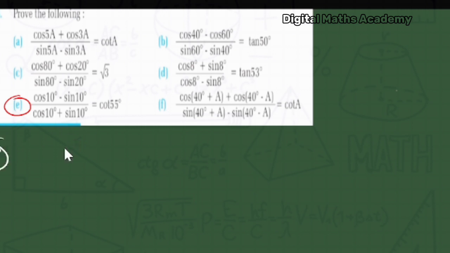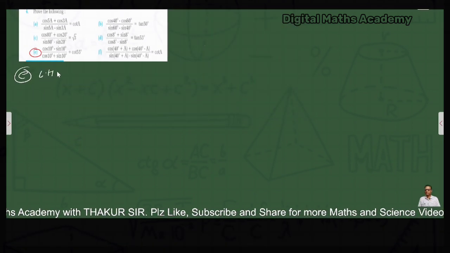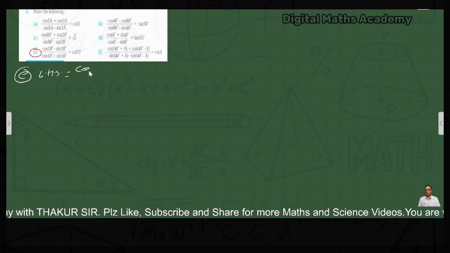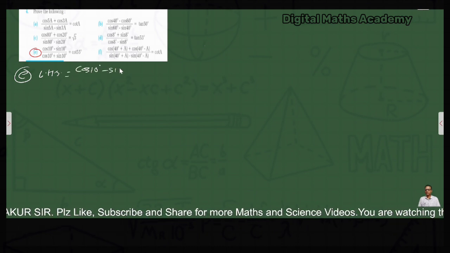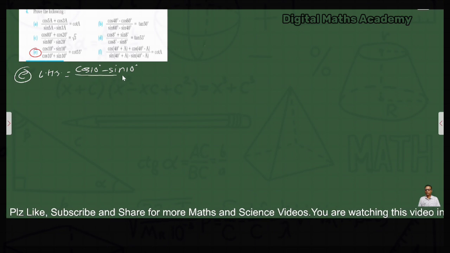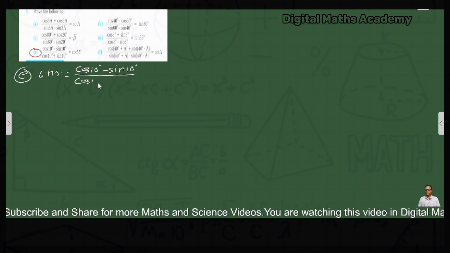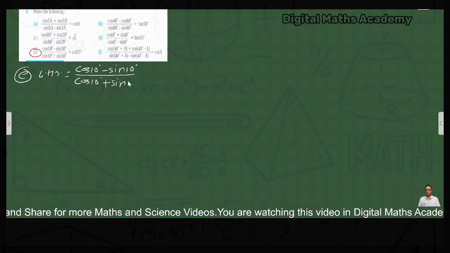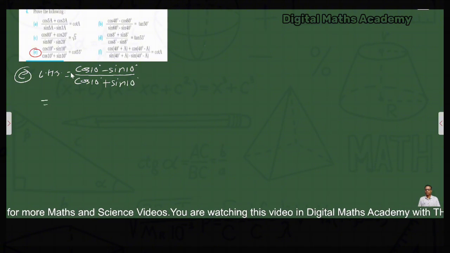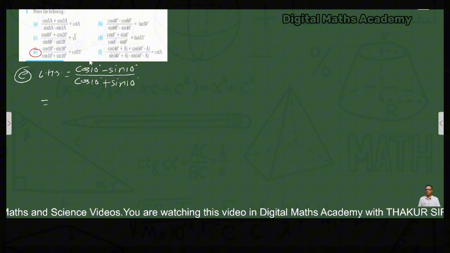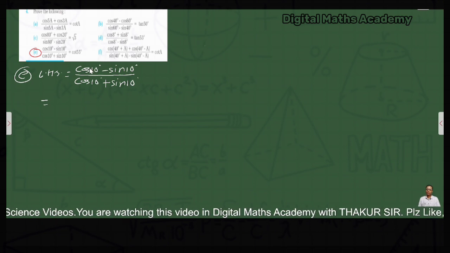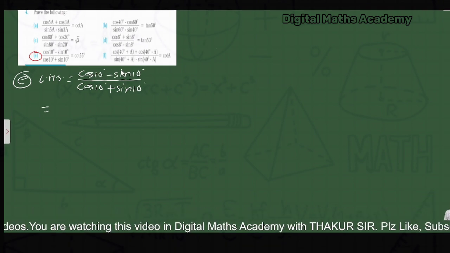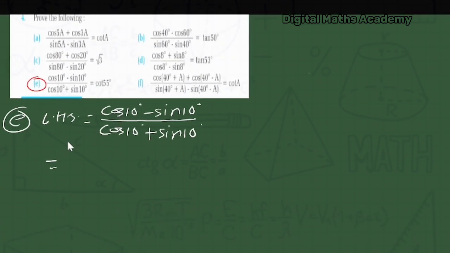So in part E, first of all we have to choose the left hand side, and on the left hand side we have cos 10 degree minus sin 10 degree over cos 10 degree plus sin 10 degree. So we have to apply the cos C minus cos D or sin C minus sin D formula, but we have cos here, so either we can change cos into sin or sin to cos. So we are going to change cos into sin.